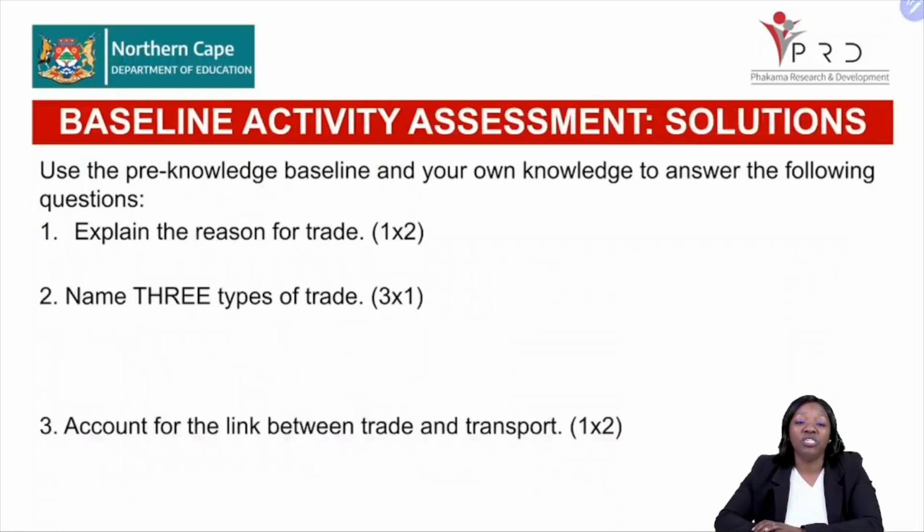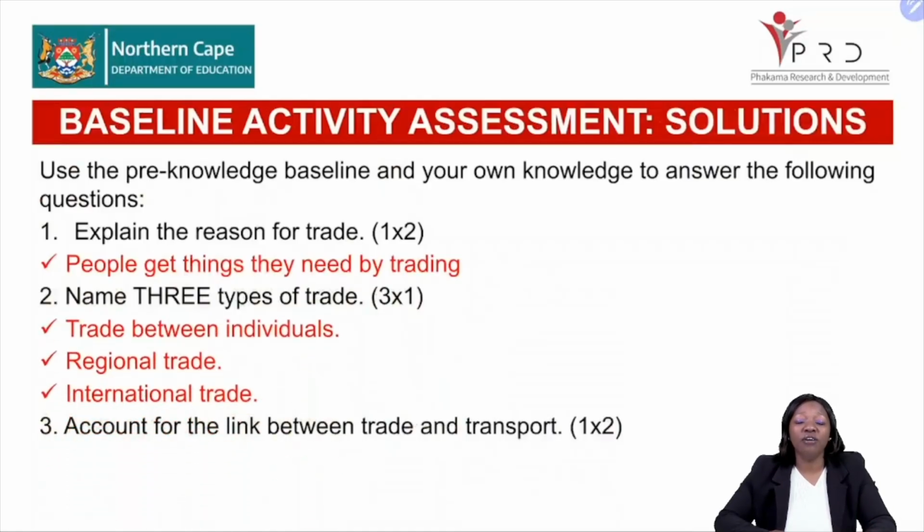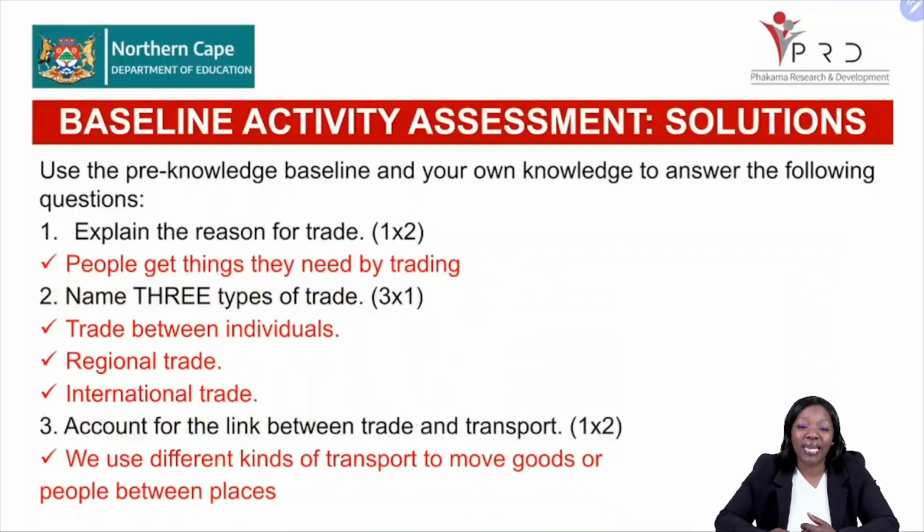Looking at our solutions, our first question is we're supposed to explain the reason for trade. People get things they need by trading. We are selling amongst each other. Then number 2, you give 3 types of trading. We've got the individual trade, the regional trade, as well as the international trade. Then number 3, to account, remember you need to explain the link between the trade as well as the transport. We use the different kinds of transport to move goods or people between places. That is the link between the two.